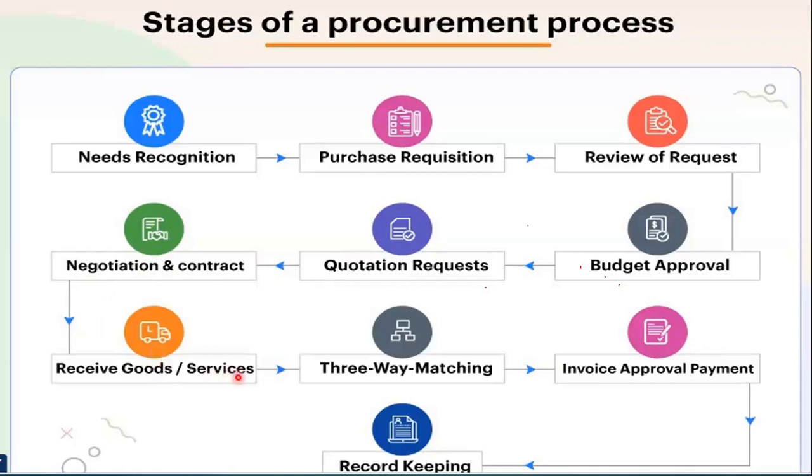When goods are received, we go to this stage, that is the three-way matching. Here we have the purchasing order. We check: were the goods supplied according to the purchasing order that we ordered? If they are okay, we check now, are they in the right order? That is receipt of goods and services.